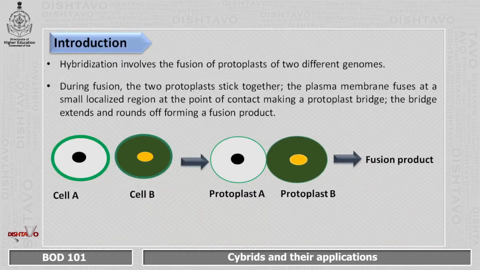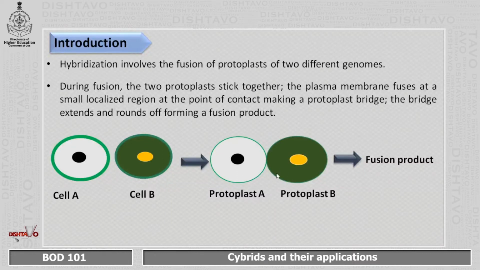Hybridization involves the fusion of protoplast of two different genomes. As we can see here, there are two cells, cell A and cell B, of two different genomes. They are phylogenetically different cells. The cell wall is eliminated either by mechanical isolation or enzymatic degradation, and as a result what we get is protoplast A and protoplast B.